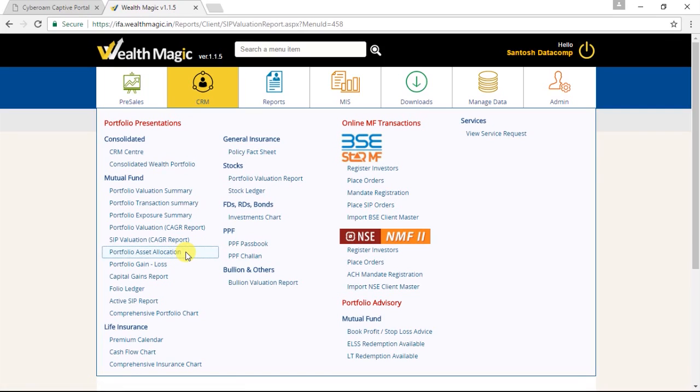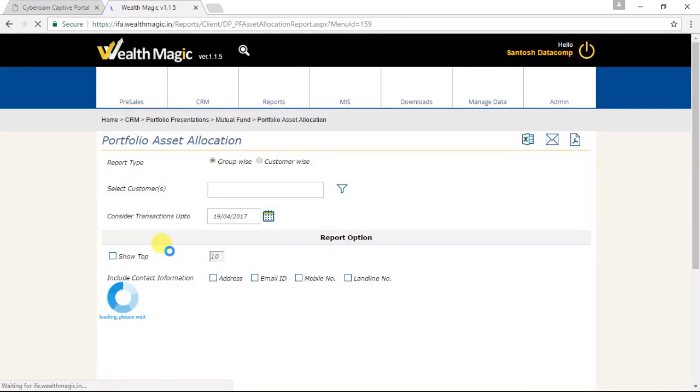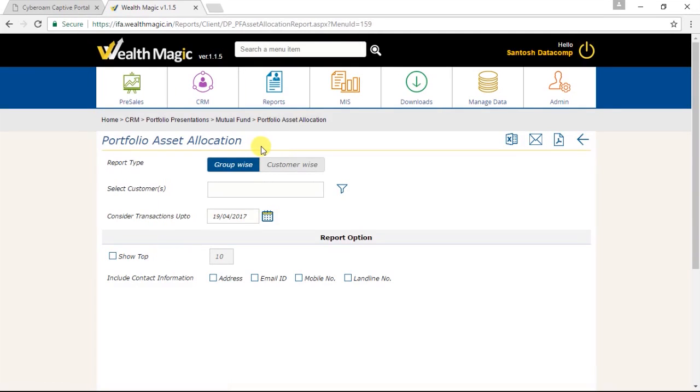Now let's look at portfolio asset allocation. Now portfolio asset allocation can be generated group wise or customer wise. You may choose to show the top 10 companies for this report. It provides the asset allocation sector wise or company wise. If an investor wants to know where the AMC has invested his money, then this report provides the details for the same. Let's view the output for this report.